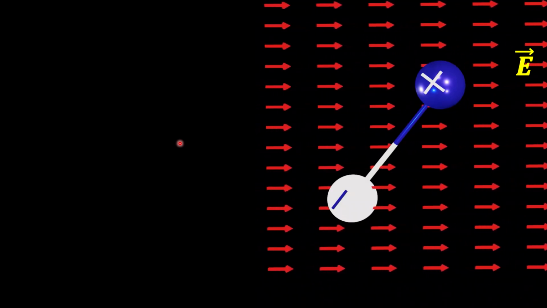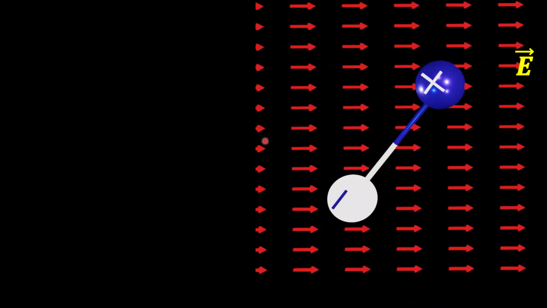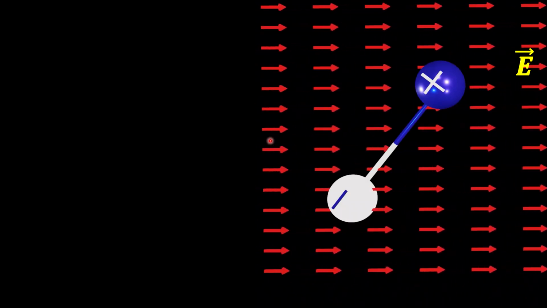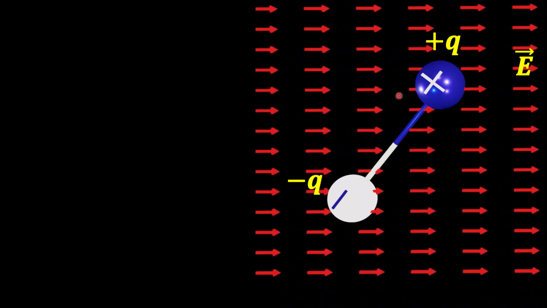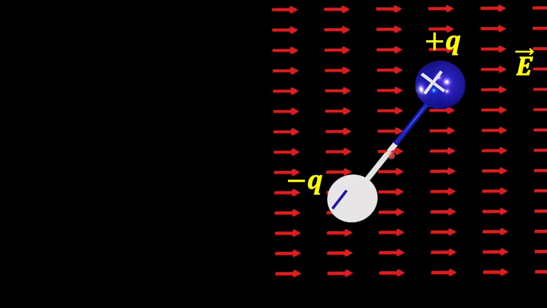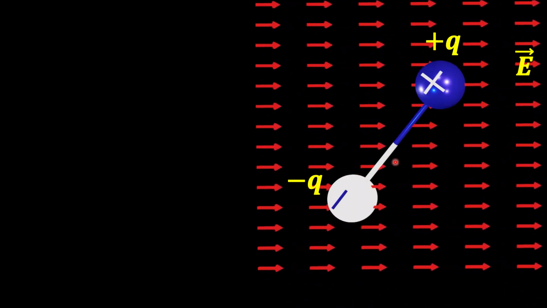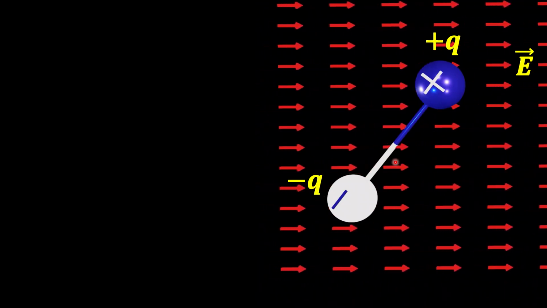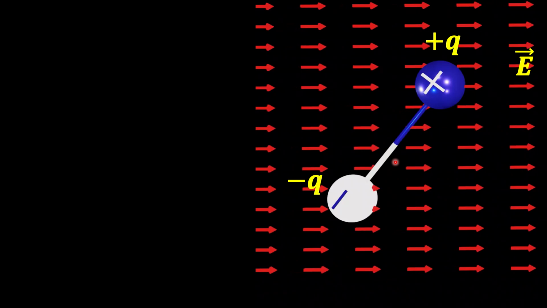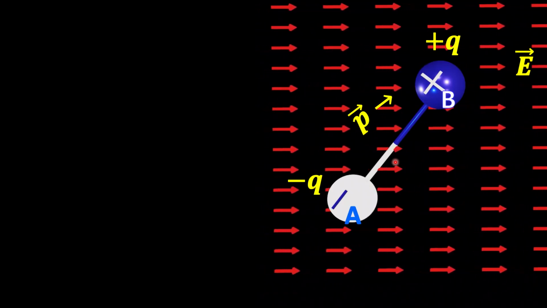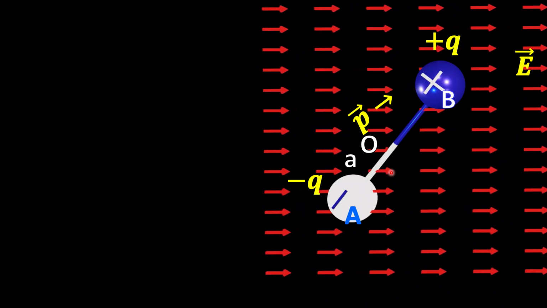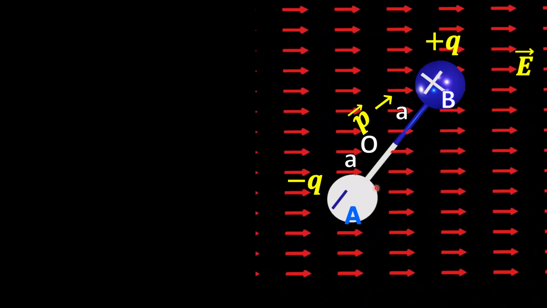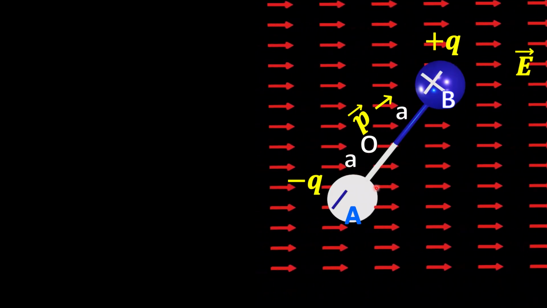Now we see how to derive the torque formula for this dipole. For this, we consider positive charge plus Q and negative charge minus Q. O is the midpoint of this dipole. Here the dipole moment vector direction is from negative to positive. The dipole distance is 2a, so that OA is equal to OB is equal to a.